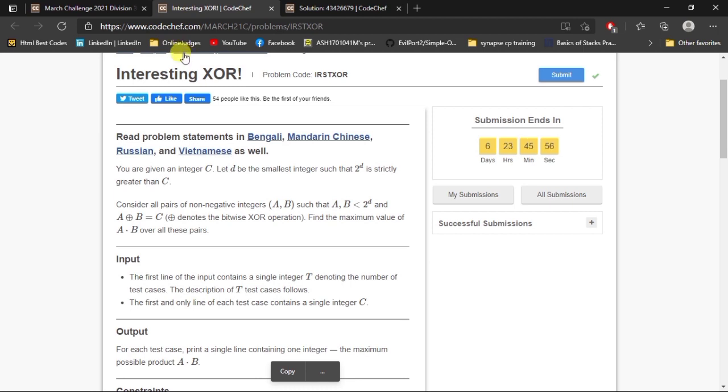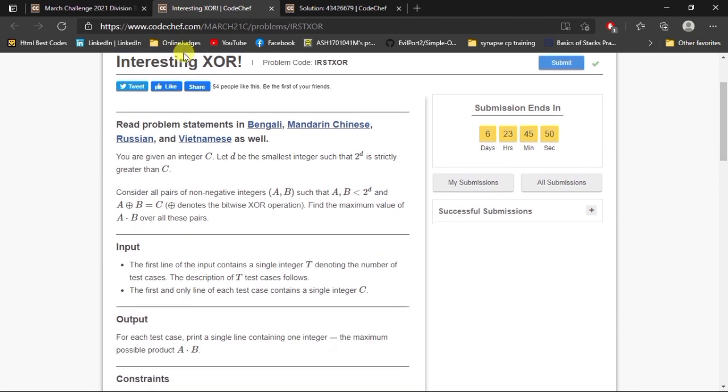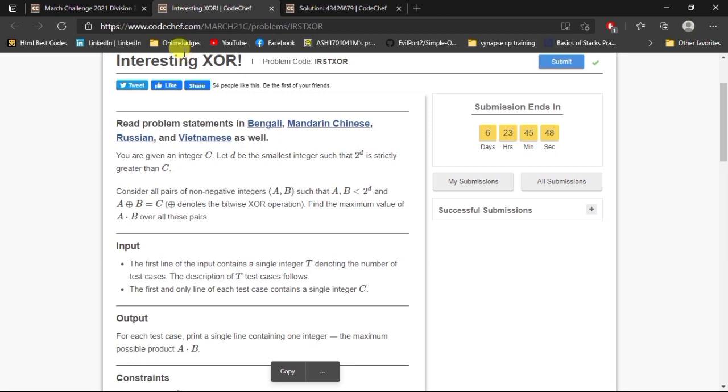So the problem statement is as follows: you are given an integer c. Let d be the smallest integer such that 2 raised to the power d is strictly greater than c. This is a very important line of the statement.